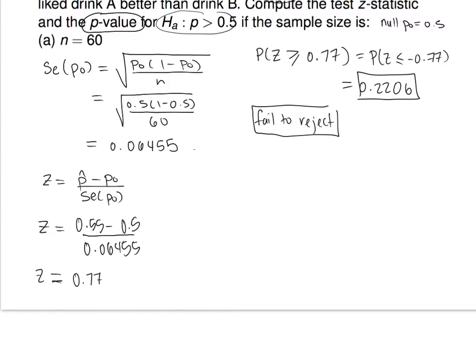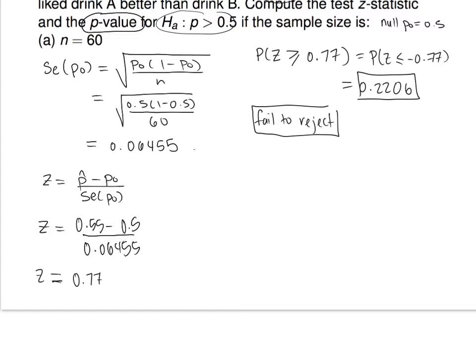And the reason here is that if the true value of the population is 0.5, seeing a sample proportion of 55% would not be all that unusual. Does that make sense? Okay.